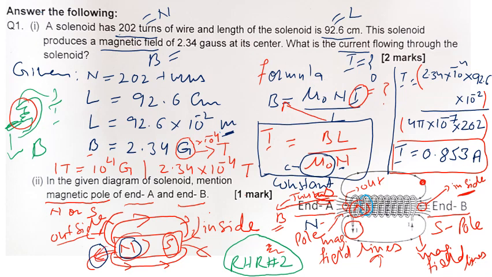In the same way you can use the right hand rule 2 at this side. You will get the same answer. The thumb direction will come this side.